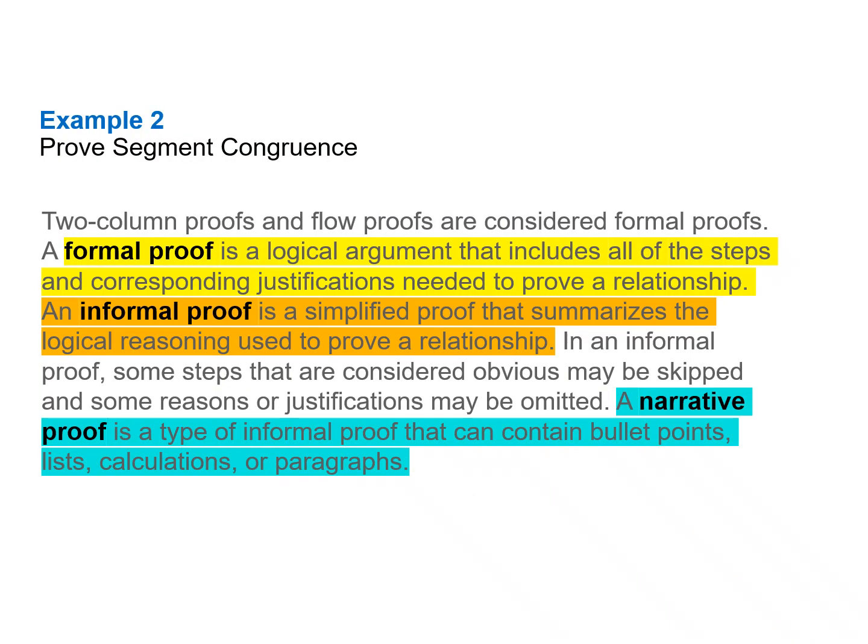All right, so let's learn a little bit. We have two-column proofs and flow proofs that are considered formal proofs. A formal proof is a logical argument that includes all the steps and corresponding justifications needed to prove a relationship. An informal proof is a simplified proof that summarizes the logical reasoning used to provide a relationship. In an informal proof, some steps that are considered obvious may be skipped, and some reasons or justifications may be omitted. A narrative proof is a type of informal proof that can contain bullet points, lists, calculations, or paragraphs.